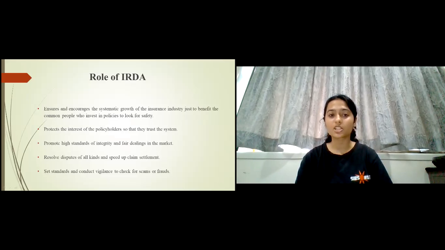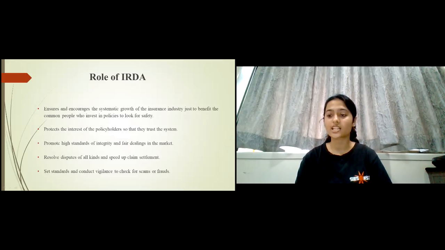And also it is a responsibility and role to protect the interest of the policyholders, to promote high standards of integrity, and to also see whether fair dealings are done in the market or not. At the same time, all the disputes that take place in the insurance industries, it is the role of IRDA to manage and resolve. And IRDA also needs to set standards, and on a regular basis check the scams and the frauds that are being held in the industry.